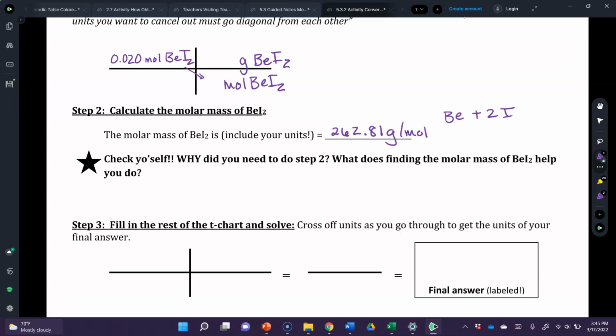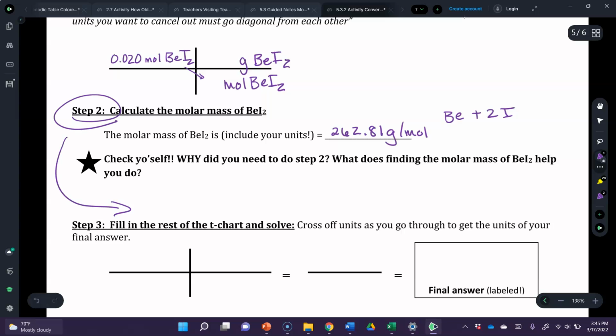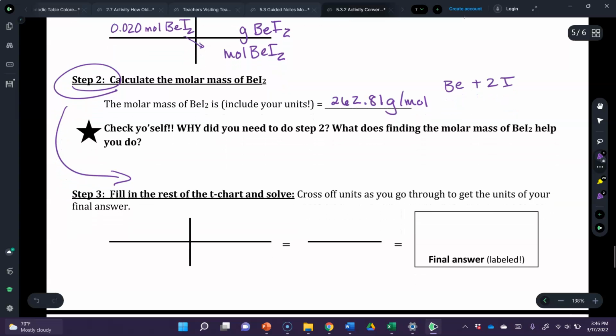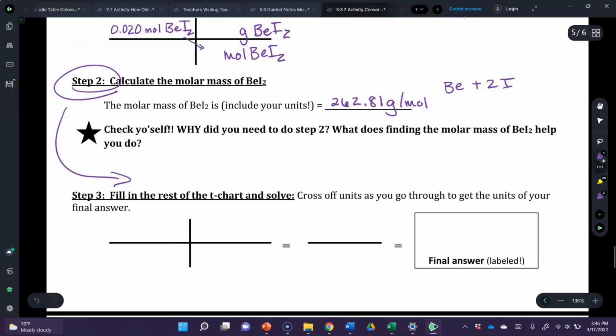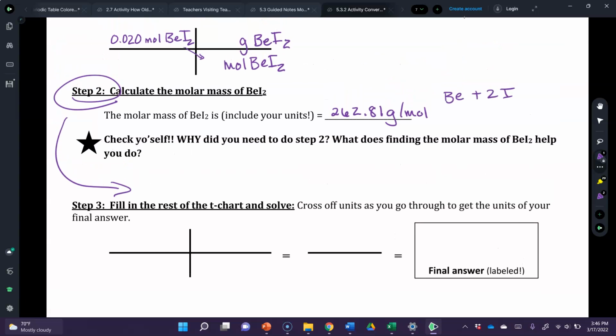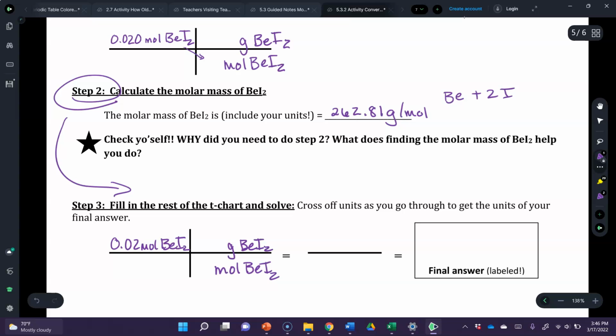Answer the check yourself. Why did you need to do this step? Okay, make sure you do that. What does it help you do? Okay, so now that we have the molar mass, I can fill in my t-chart. So I'm going to copy down what I wrote above. Drag diagonal so that it cancels out eventually. And then put what I want on top. And now I'm going to fill in my molar mass.